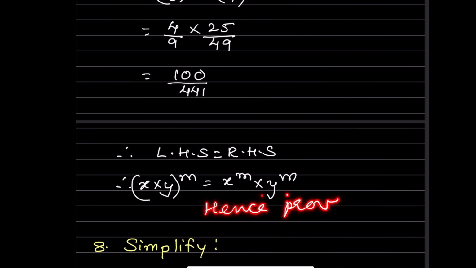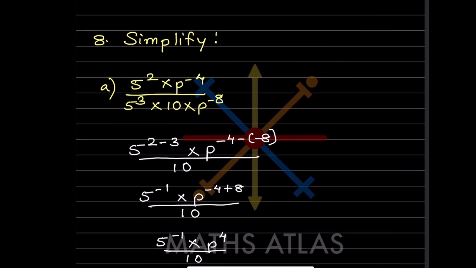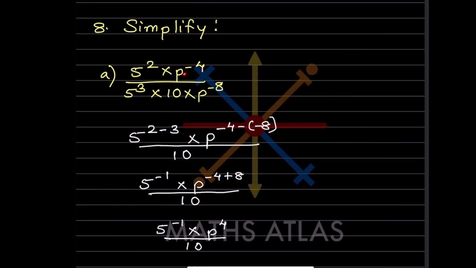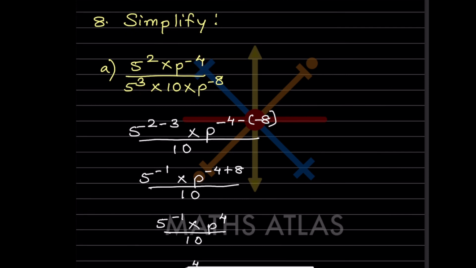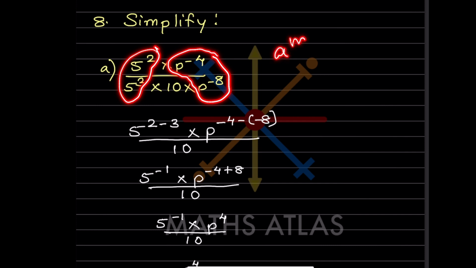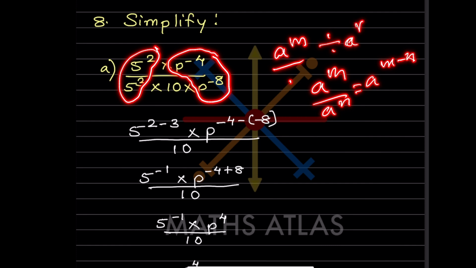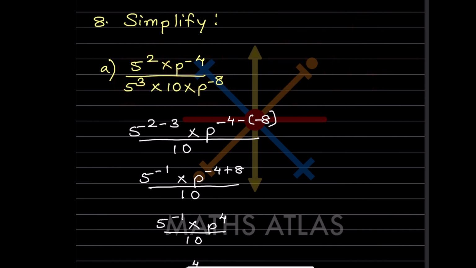Because they said verify. Now here simplify 5 raised to 2 into p raised to minus 2, from minus 4, sorry. So now what you can see here, here also is 5, here also is 5, p and p. So you know this is the division a raised to m. When we write division here, we can also write this type, a raised to m divided by a raised to n, that will be a raised to m minus n. When we write like this, we can also write it vertically. So here it will be 2 minus 3.